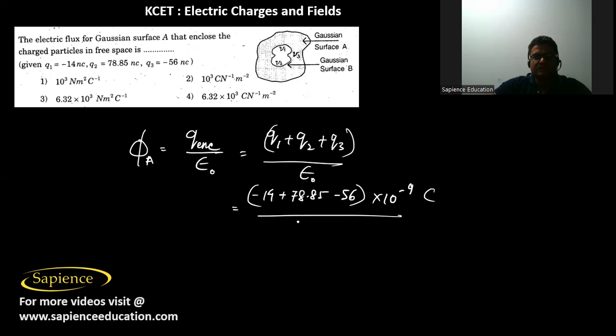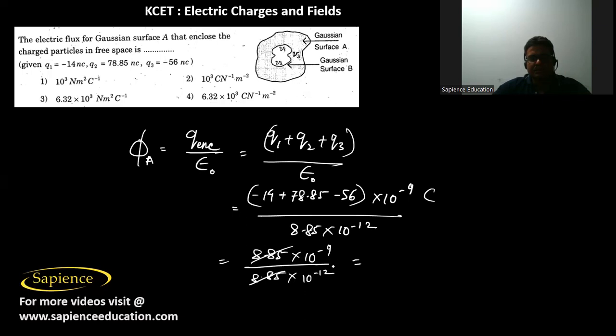And epsilon naught, we can say this will be equal to 8.85 into 10 power minus 12. So this will be equal to, 14 plus 56, so 70. So this is 8.85 into 10 power minus 9 divided by 8.85 into 10 power minus 12. So this will be 10 power 3 Newton meter square per coulomb.